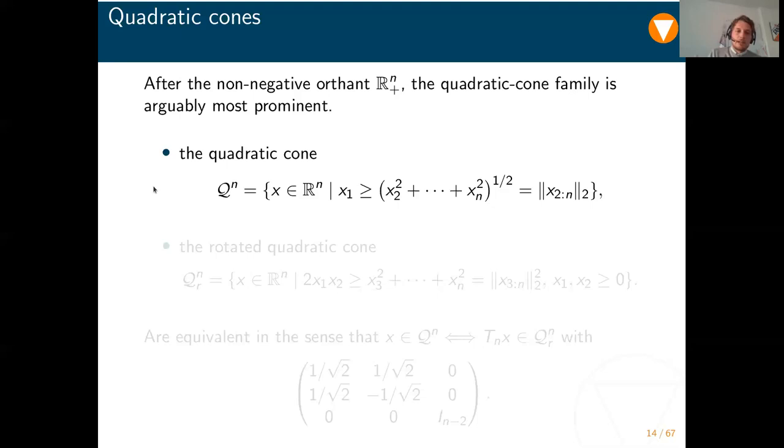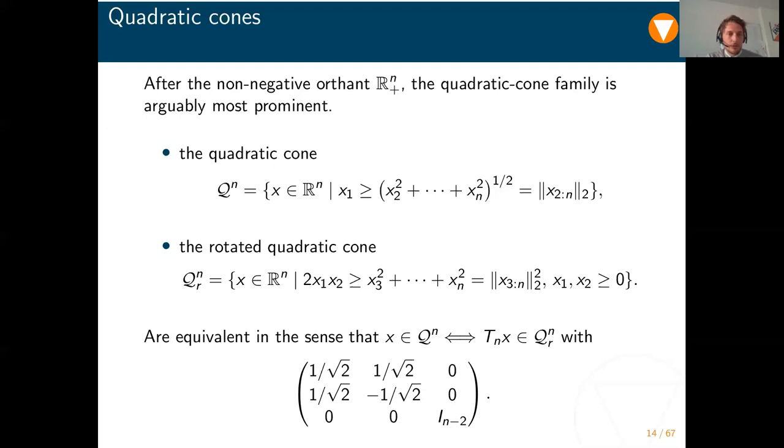It comes together with a so-called family member, if you wish: the rotated quadratic cone. It's very similar. The relation that defines this rotated quadratic cone is slightly different. It says that two times the product of the first two variables, which are the so-called root variables, is constrained to be greater or equal than the squared Euclidean norm of your remaining vector. The takeaway here is that quadratic cones, whether non-rotated or rotated, are basically defined via Euclidean norms or squared Euclidean norms. They are equivalent to each other in the sense that you can transform any point that lies in one cone with a linear transformation to a point in the other cone without losing any information. There's an orthogonal transformation that maps you from one cone to the other and back.